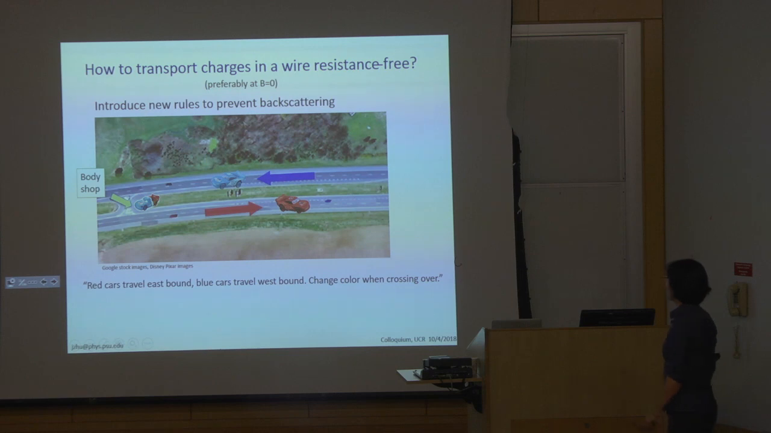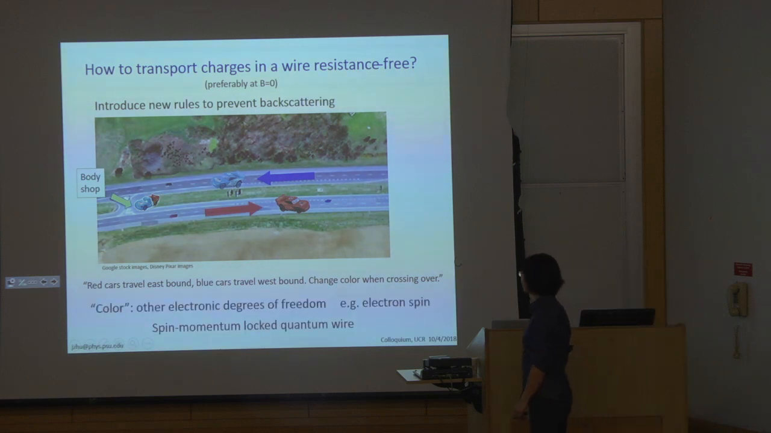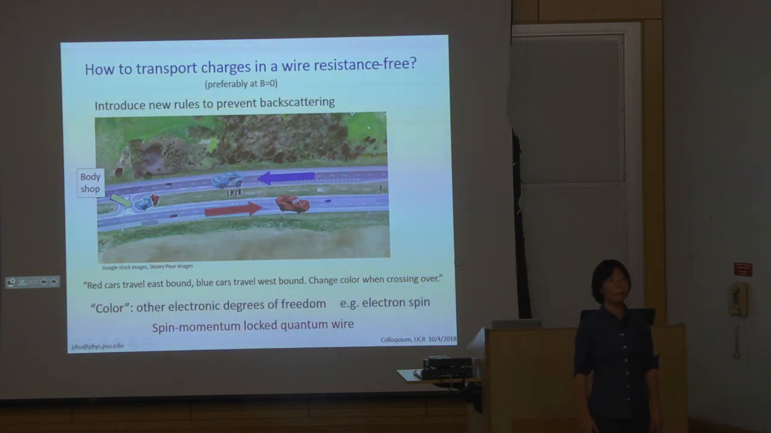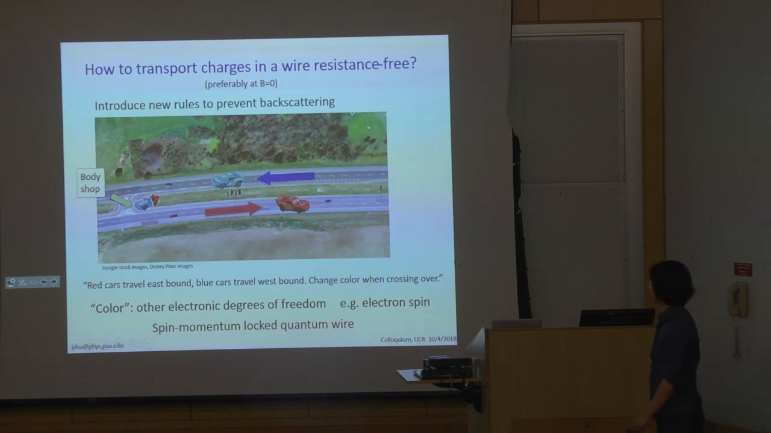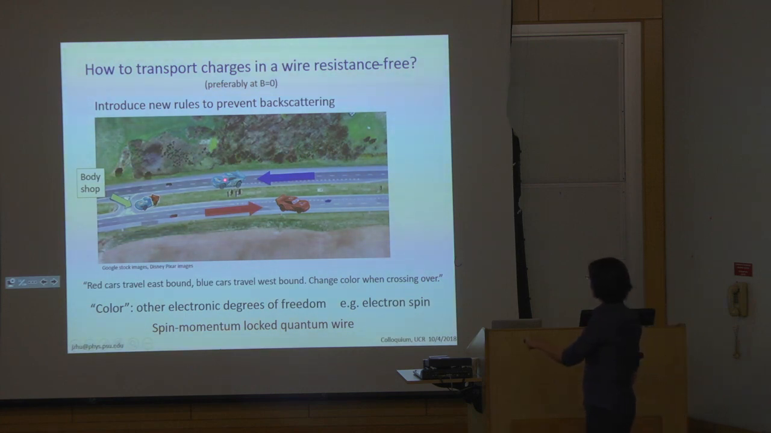Okay. So this color over here could be electron spin, and when it's electron spin, we have spin momentum locked quantum wires.